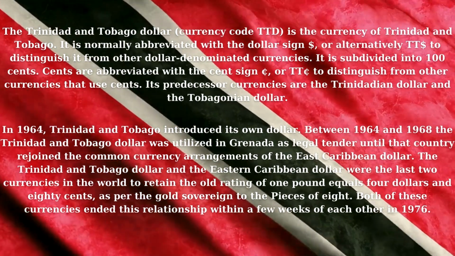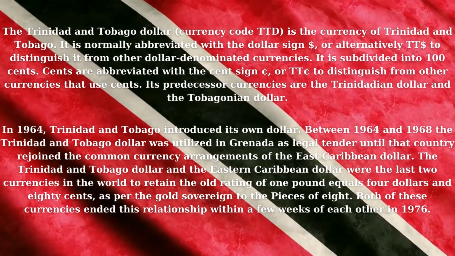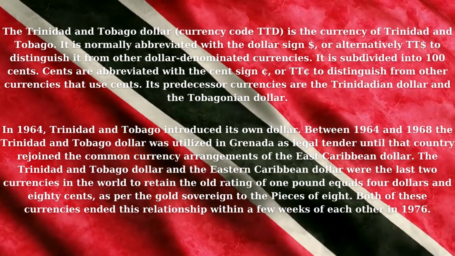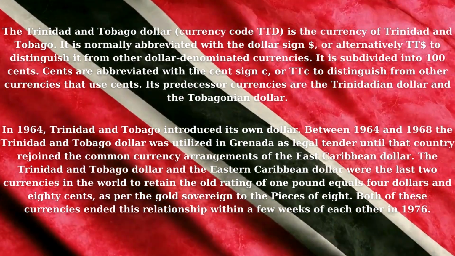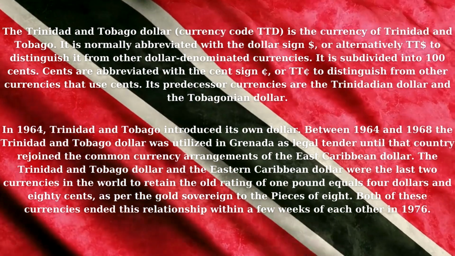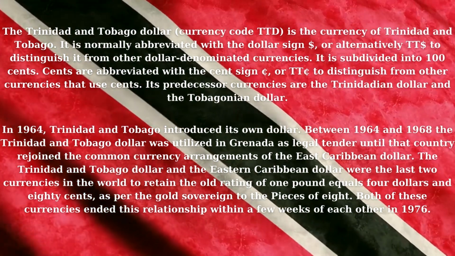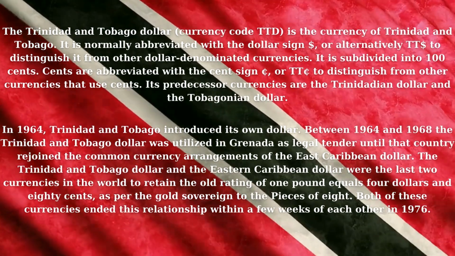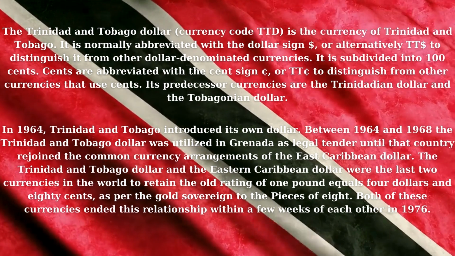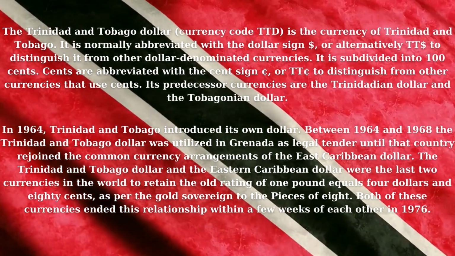Between 1964 and 1968, the Trinidad and Tobago dollar was utilized in Grenada as legal tender, until that country rejoined the common currency arrangements of the East Caribbean dollar. The Trinidad and Tobago dollar and the Eastern Caribbean dollar were the last two currencies in the world to retain the old rating of £1 equals $4.80, as per the gold sovereign to the pieces of 8. Both of these currencies ended this relationship within a few weeks of each other in 1976.